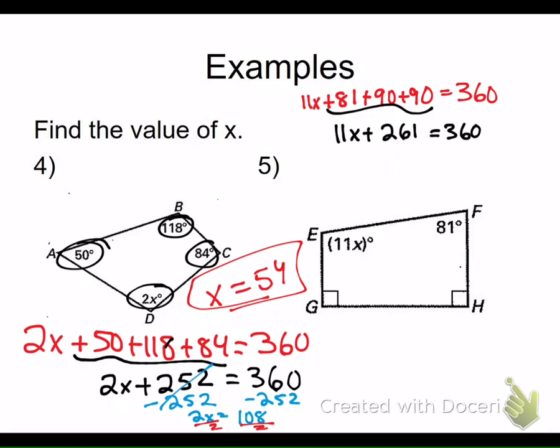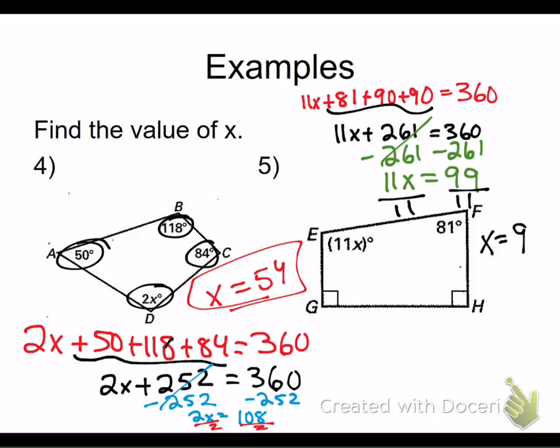Then what? Yeah, I'm going to subtract 261. So I have 11x equals 99. And then divide by that 11, and what do you get for your x? 9. Perfect.